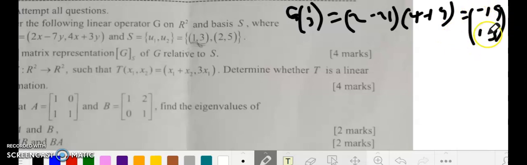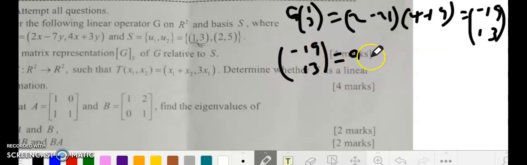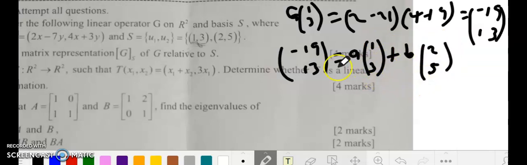So this is what we have. Now we can solve this as a system of equations. It is simply (negative 19, 13), and this is equal to, we introduce some a as a scalar, a times (1, 3), plus b times (2, 5), with b being the scalar for the second basis vector (2, 5).